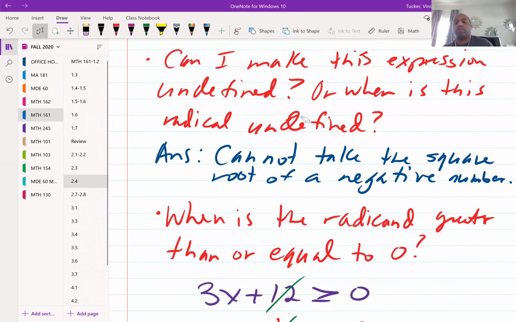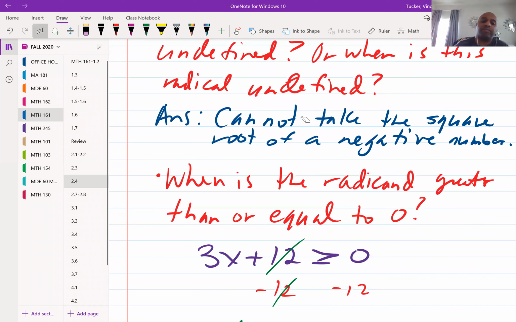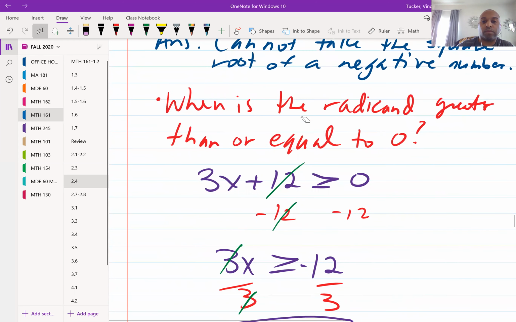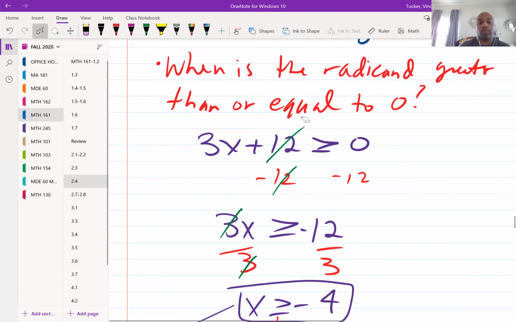So in order to find the domain, you want to know when is the radicand greater than or equal to 0. So you take 3x plus 12, set it greater than or equal to 0. And you say equal to, because the square root of 0 is 0. So you would subtract 12 from both sides and divide by 3.